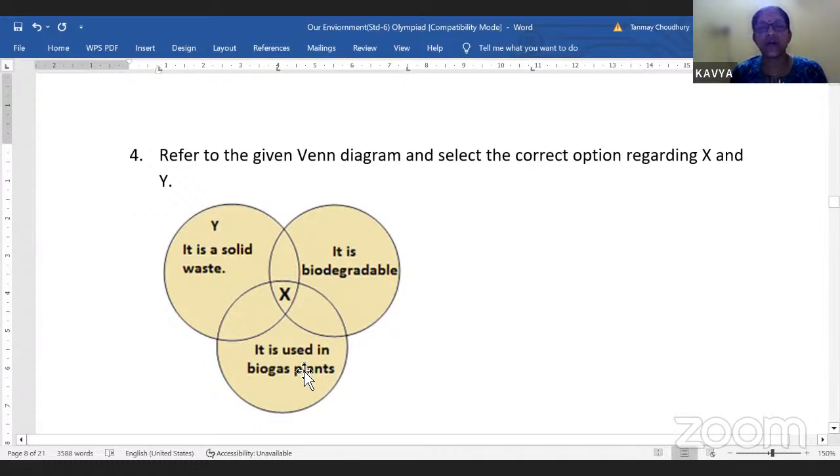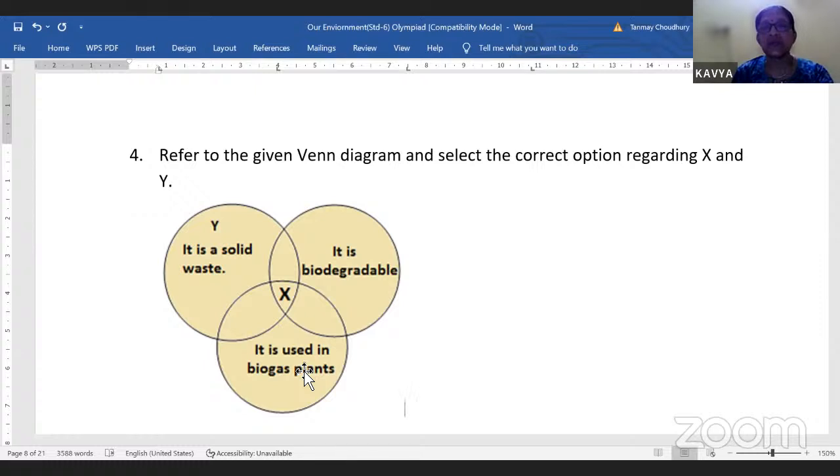Now, what is biogas? Biogas is methane. And how is it produced? It is produced when cow dung is added and processed. In villages, many biogas plants have been put up by the government so that this biogas is used instead of LPG and all that.